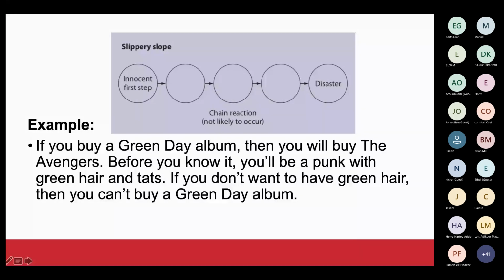So, for example, if you buy a Green Day album, then you will buy the Avengers. Before you know it, you will be a punk with green hair intact. If you don't want to have green hair, then you can't buy a Green Day album. So all kinds of nonsense. So let's watch out on this level of argument, saying that a cause of reaction will continue for a very long time and then lead to a more dangerous end.